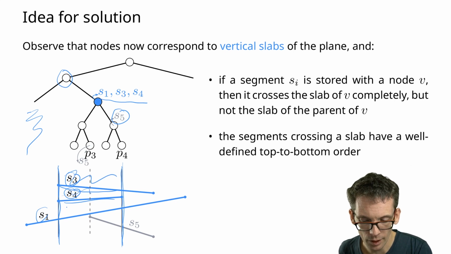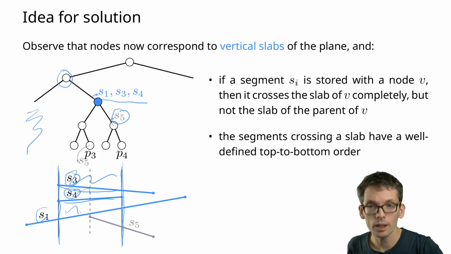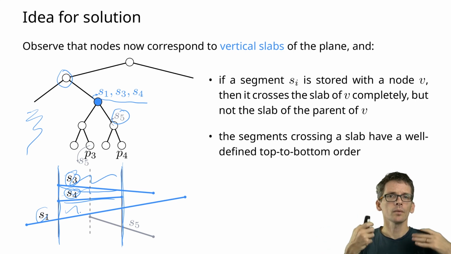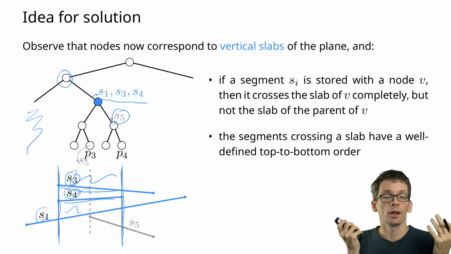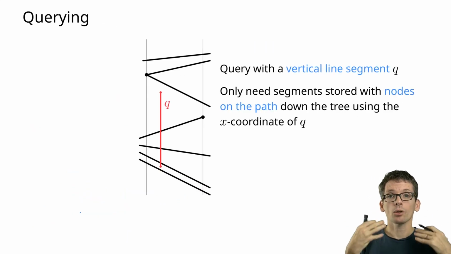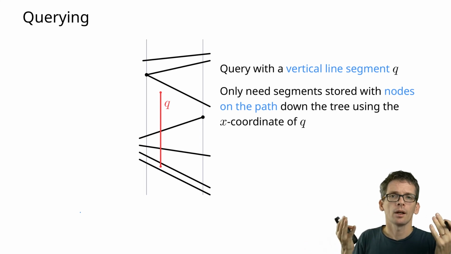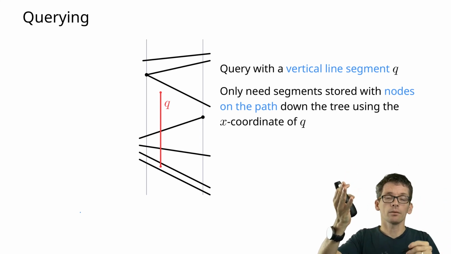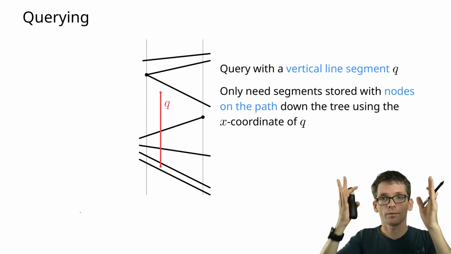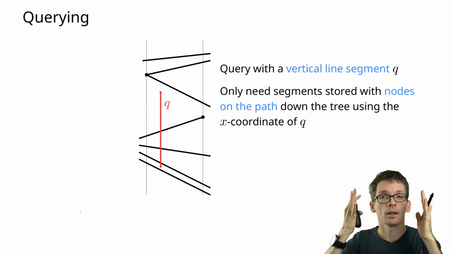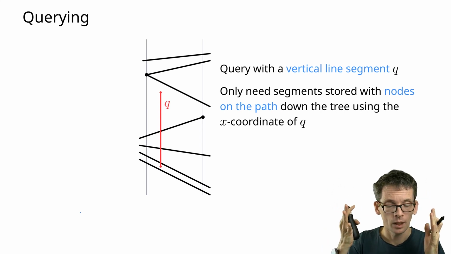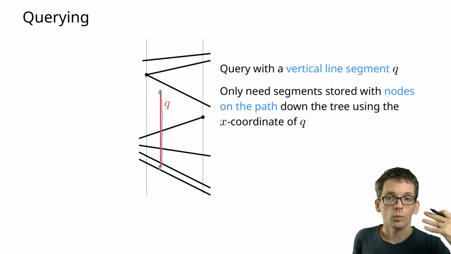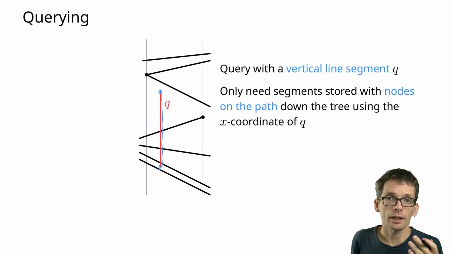So one piece here, here, and so on. And between these segments on that vertical slab, I have a well-defined Y order. This I can now make use of in the following way. If I now have a query segment, I'm going down my segment tree. For any node that I'm visiting, I get a vertical slab that contains this query segment. So I know my query segment is in this vertical slab. Now I want to find the segments that are intersected.